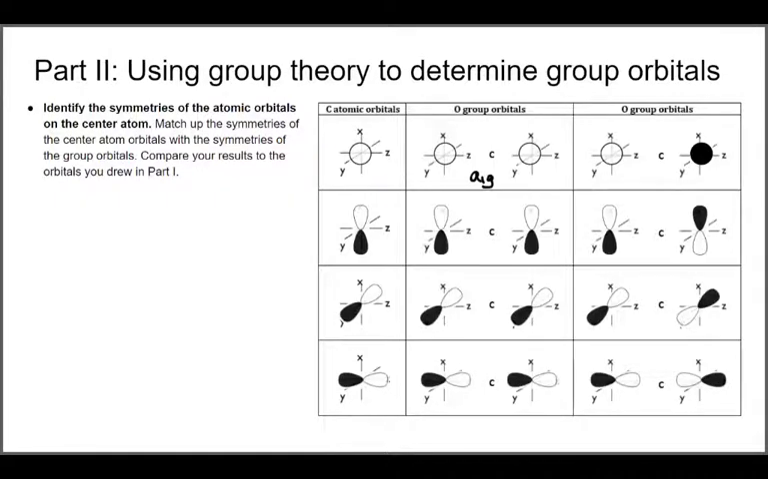That's not true for the B1U group. So we know the other group has to be B1U. And we can tell it's U because if we were to invert through the carbon, the shading would change places. So it would be not symmetrical with respect to inversion.